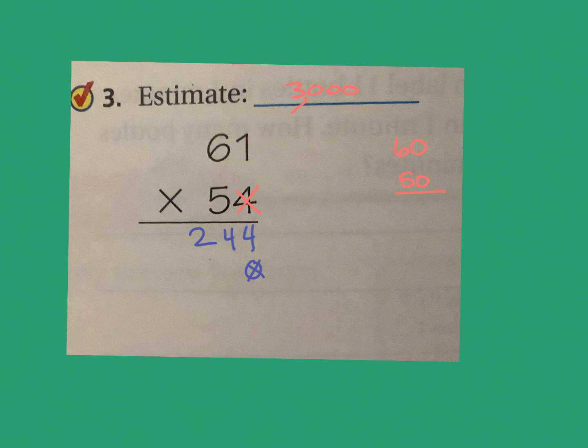Okay, now we'll just go ahead and do the same thing that we did here, but now from the tens column. 5 times 1 is 5, and 5 times 6 is 30. Add those together, and I get 3,294, which is fairly close to the 3,000 estimate. So my brain could go, yeah, that sounds about right.